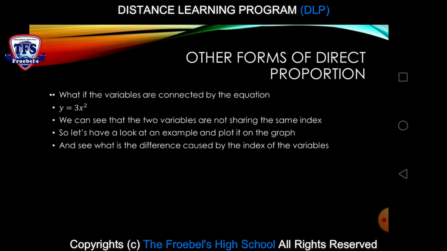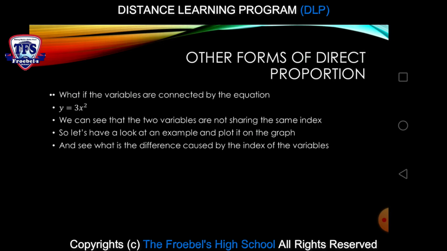So what are the other forms of direct proportion? What if the variables are connected by the equation y equals 3x squared? What is the difference between this equation and the previous equation? The previous equation was y equals kx, and over here it's y equals 3x squared. You can see that k, the constant, is replaced by 3. As 3 is a constant, we can say that this 3 is representing the constant k.